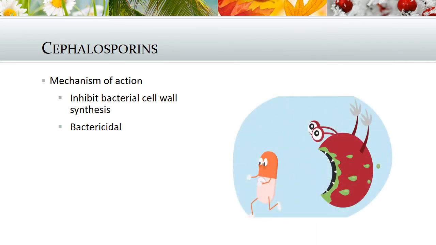Let's talk about the cephalosporins. Cephalosporins have been loosely grouped into generations on the basis of their spectrum of activity. At present, there are 5 generations or classes of cephalosporins. The way cephalosporins work is they inhibit bacterial cell wall synthesis, and they are considered bactericidal.